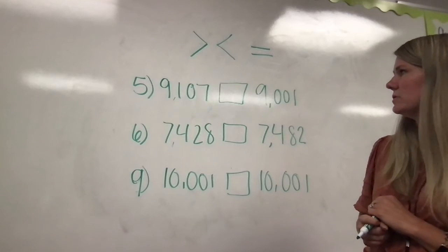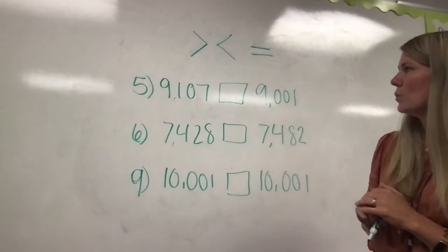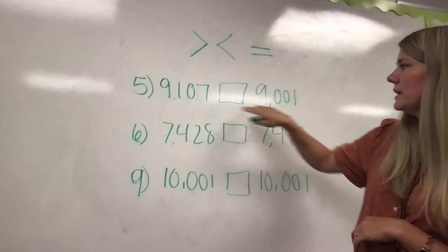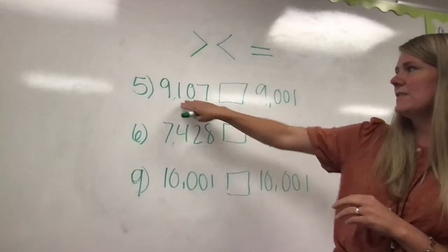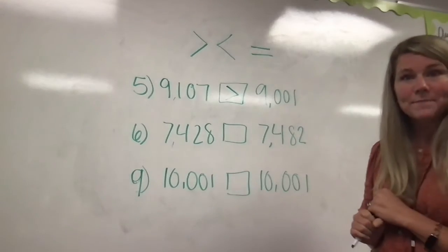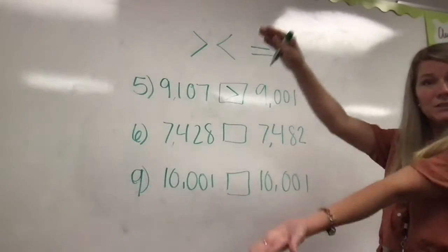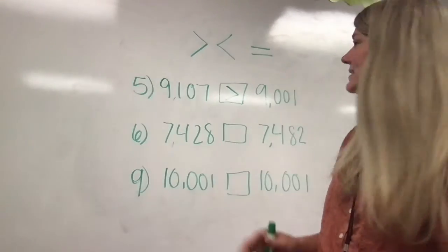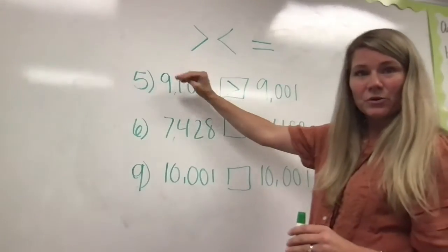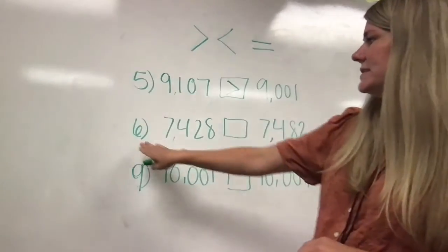So let's take a look at these 2 numbers. We have 9,107. We have 9,001. Is this number greater than, or less than, or equal to this number? 9,107 is greater than 9,001. And if you remember, our greater than, less than signs, they like to eat the bigger number, okay? So remember that when you're working on your problems, and your number that is larger will be eaten by our greater than, less than signs. Moving on to number 6.